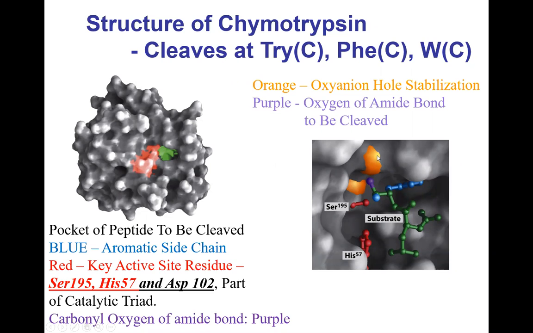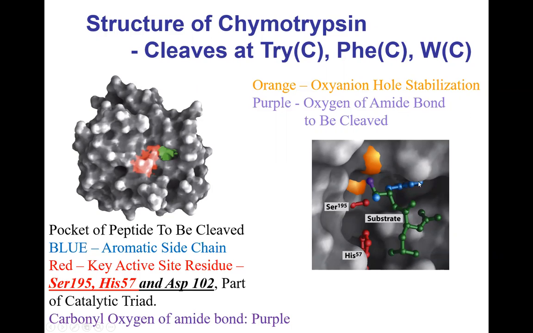Oxyanion holes are conserved among many proteases. It's really cool how these proteases evolved to catalyze the reaction. Remember, the amide bond is rock stable. You can take a peptide and boil it in water for umpteen hours and nothing is going to happen to the amide bond. But enzymes catalyze that very quickly because they use some tricks, and that's what we will talk about.